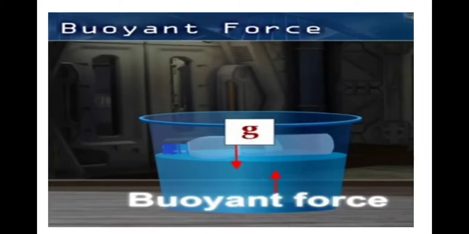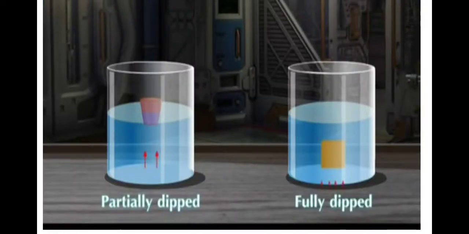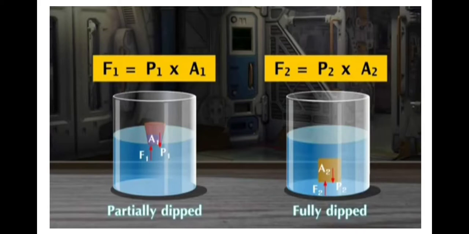When a body is partially or fully dipped into a liquid, the liquid exerts force on the body. The force exerted by the liquid is perpendicular to the surface of the body and is equal to the product of pressure and area. The resultant force of all these contact forces is called the buoyant force.